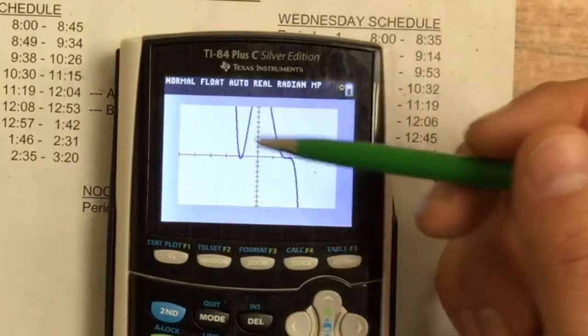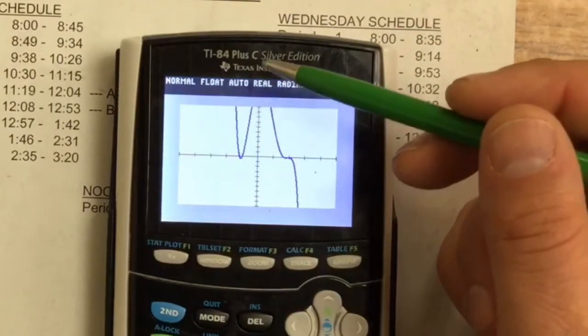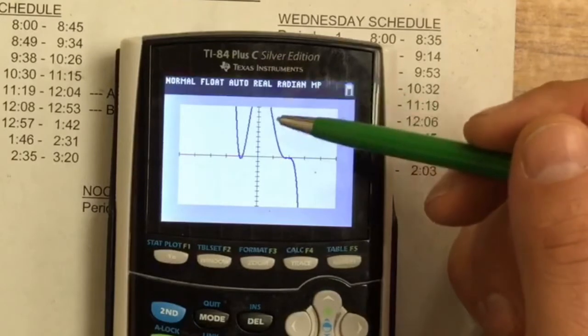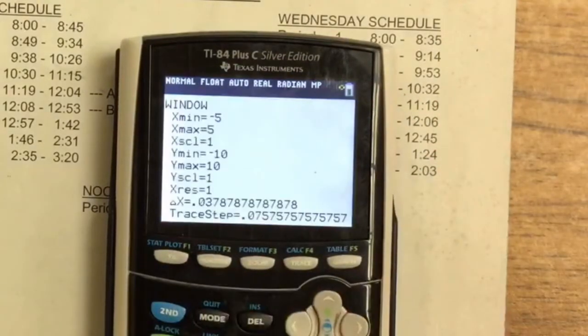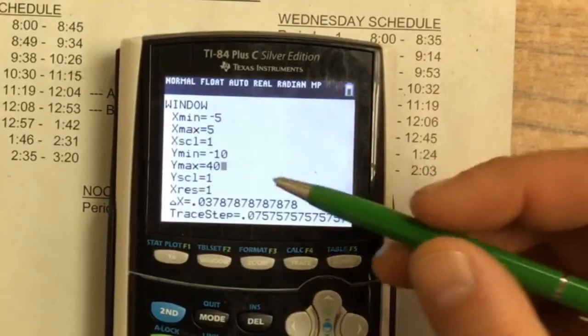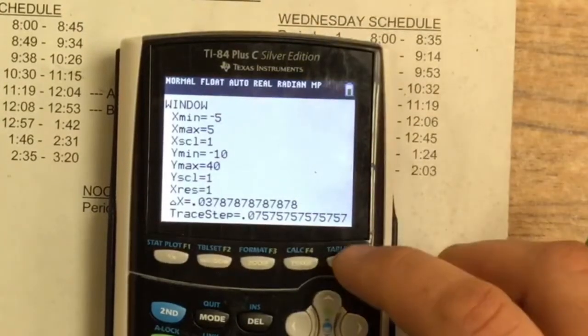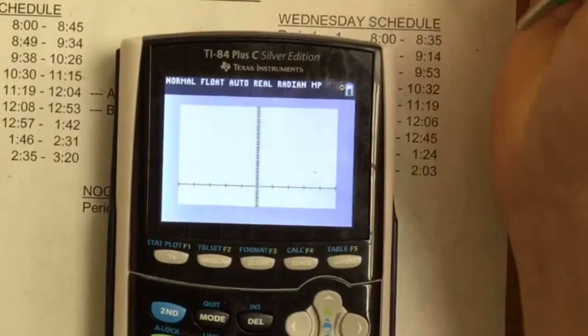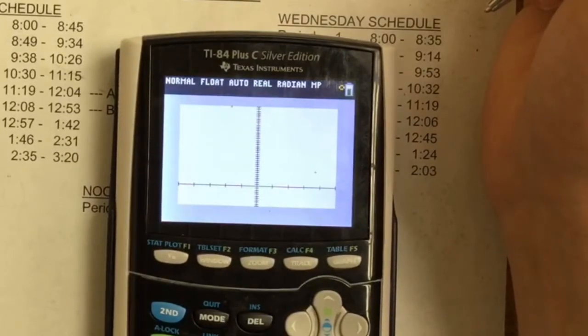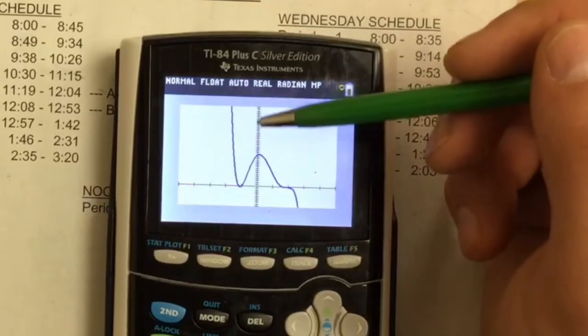Okay, and now what we want to do is we want to kind of look a little bit higher to see where this turns around and comes back. So the window needs to be stretched up in the y direction. I don't know if 20 is going to be enough. I'm going to go right to 40. Don't get carried away with that though, because you can go too far. Let me just see if 40 is anywhere close. Okay, you can see that 40 was way plenty.